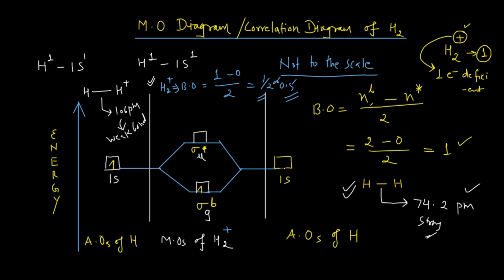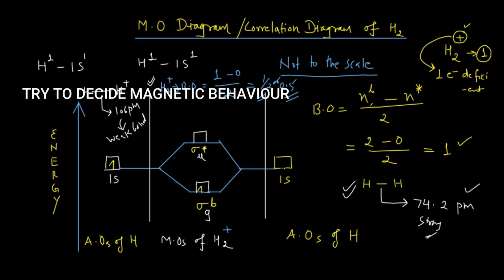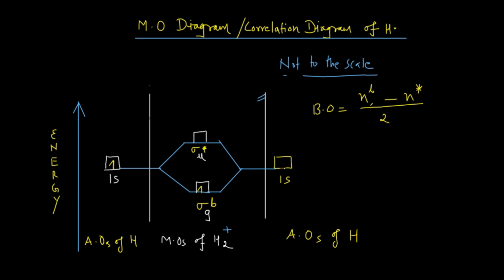So whether it is your H2 positive or your H2, anything you are having, you can draw the molecular orbital diagram for it. Now suppose I want to draw the molecular orbital diagram for helium, so this is your He2. Now we will decide whether He2 will exist or not. Here you will write atomic orbitals of He, here again atomic orbital of He, and here the molecular orbitals of He2. Of course, this positive I don't need here.